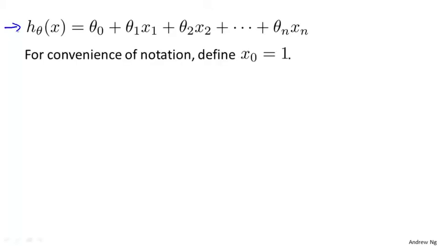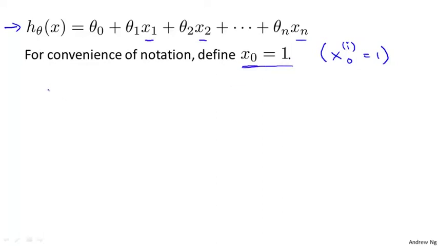For convenience of notation, let me define x subscript 0 to be equal to 1. Concretely, this means that for every example I have a feature vector x superscript i, and x superscript i subscript 0 is going to be equal to 1. You can think of this as defining an additional zero feature. So whereas previously I had n features x1, x2 through xn, I'm now defining an additional zero feature vector that always takes on the value of 1.